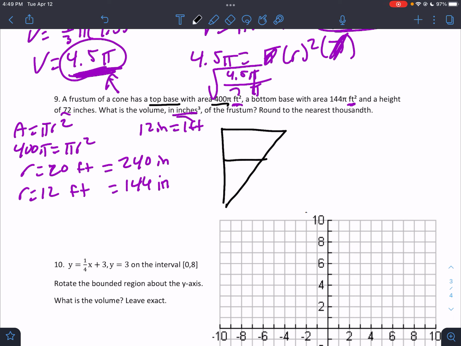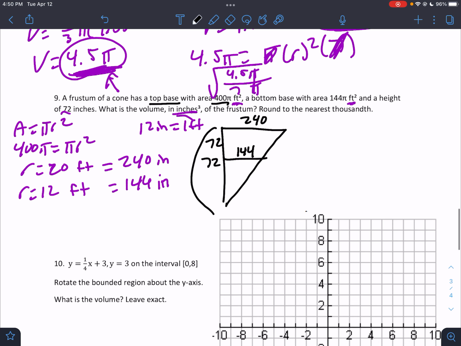Same stuff, though. So the top base is the bigger one. It's 240. The smaller one is 144, and the height is 72. Remember, this part is not actually there. So don't put any numbers there. Don't you dare put the 72 there. 72 is not the whole thing. The whole thing's not there. The frustum stops here. We draw the rest so that we can see it, but it's not there.